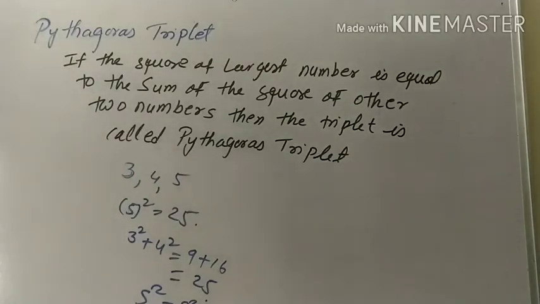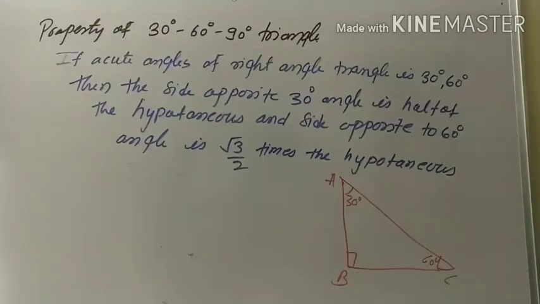So student, you understand what is a Pythagoras triplet? Yes. Pythagoras triplet means if the square of the largest number is equal to the sum of the squares of the other two numbers, then the triplet is called a Pythagoras triplet.